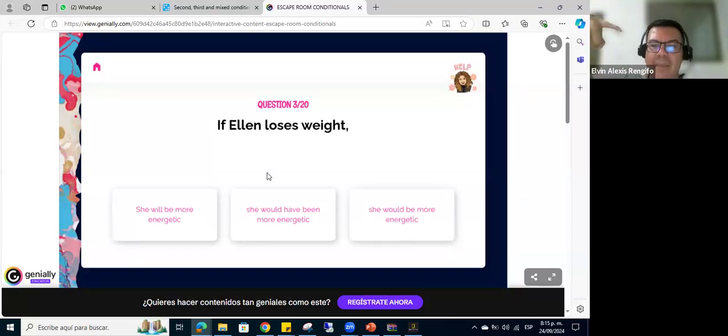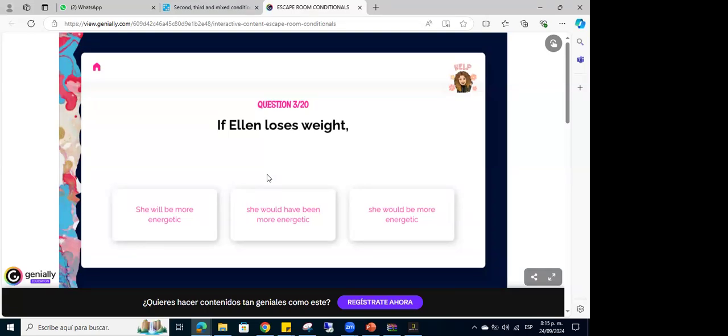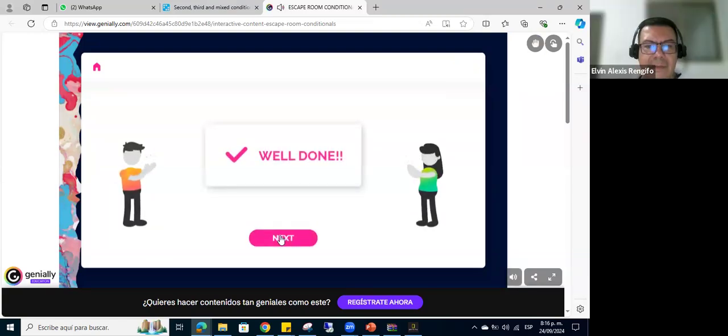In shape is when you look good, when physically your body is fit. So you say, oh, you're in shape. Out of shape is the opposite. Okay. If Ellen loses weight, she will be more energetic. Very simple. Very good. Okay, let's continue.